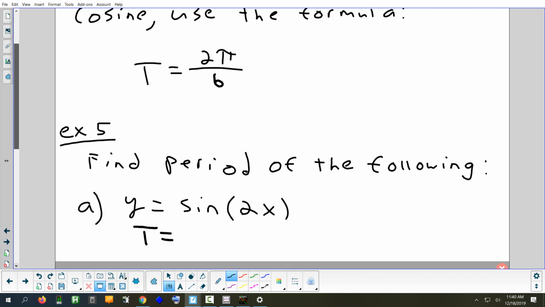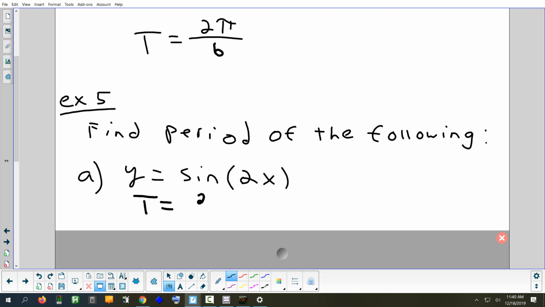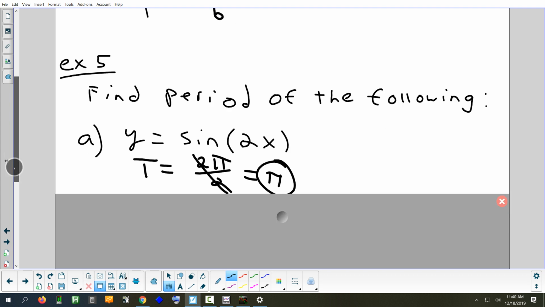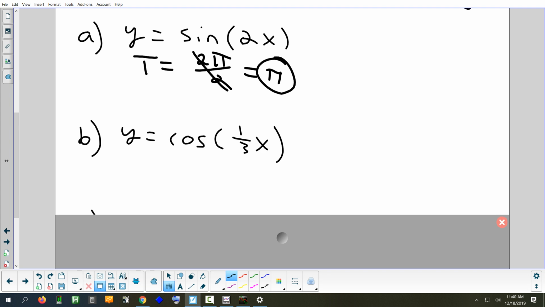Okay, so what's going to be my fraction that I set up? 2 pi divided by 2. Is that smaller or larger than the original cycle? Smaller. The original cycle was 2 pi. That's 1 pi. That means you have compressed this graph by a factor of 2. I guess another way to say it is you stretched it by 1/2. Could say that. Stretching by 1/2 really means you compressed. Right. How about this one?